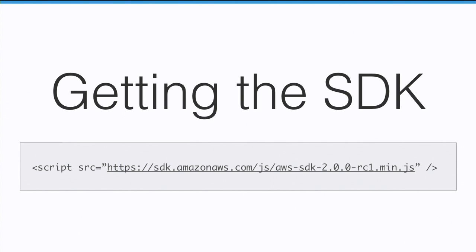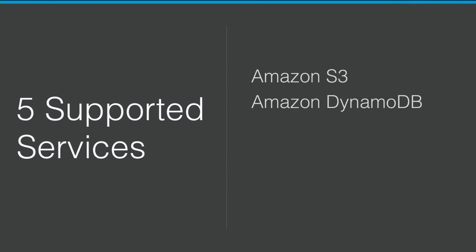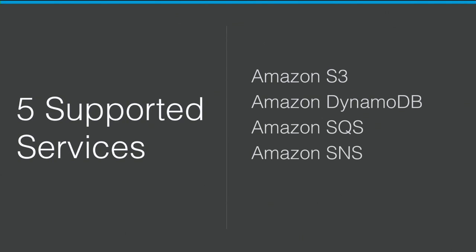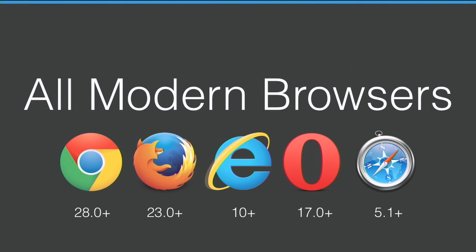To install the SDK, if you're using it in a browser, you just have to use a script tag. Just use script source there. It's also in our guide documentation, so if you go to the guides, it will show you how to set it up. We currently support 5 services. We support Amazon S3, Amazon DynamoDB, SQS, SNS, and STS. We have support for all modern browsers, from IE to Firefox to Opera, Safari, even Android mobile, and other mobile browsers.